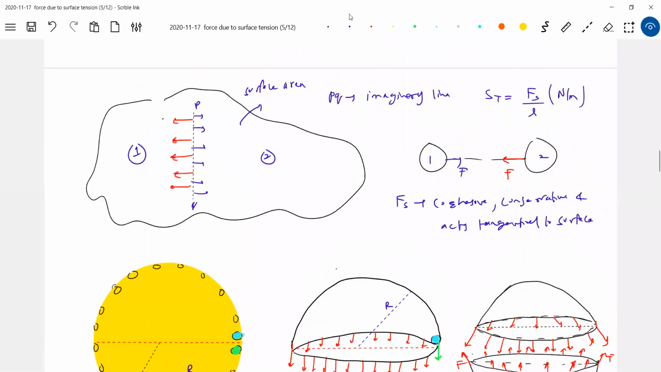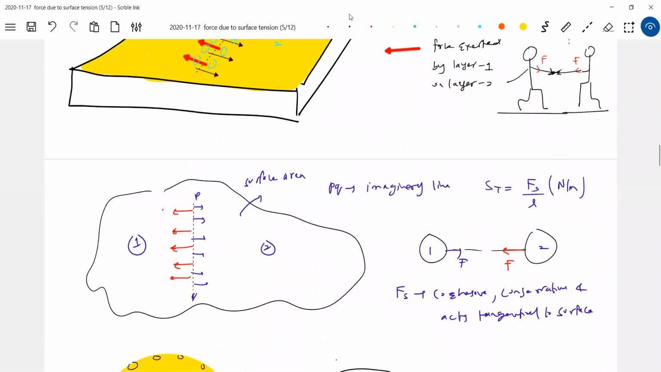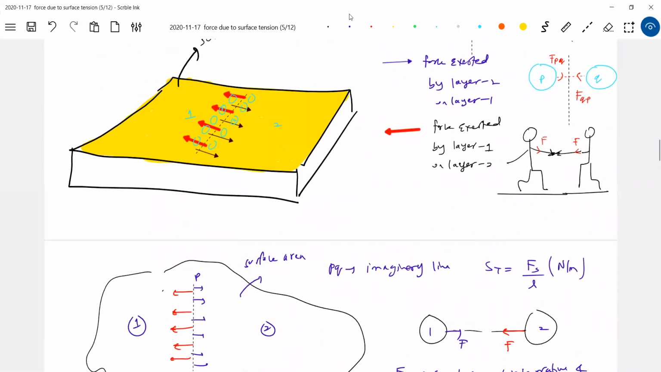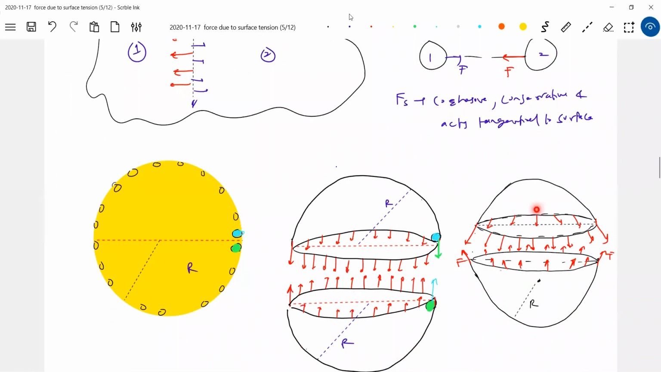If the surface film is flat, say the film lies in the XY plane, tell me how the force will act. The force will be directed tangential to the XY plane. Look at the film; the film is curved here. So like this, you should identify the free surface. Hope everyone is able to understand the force due to surface tension.